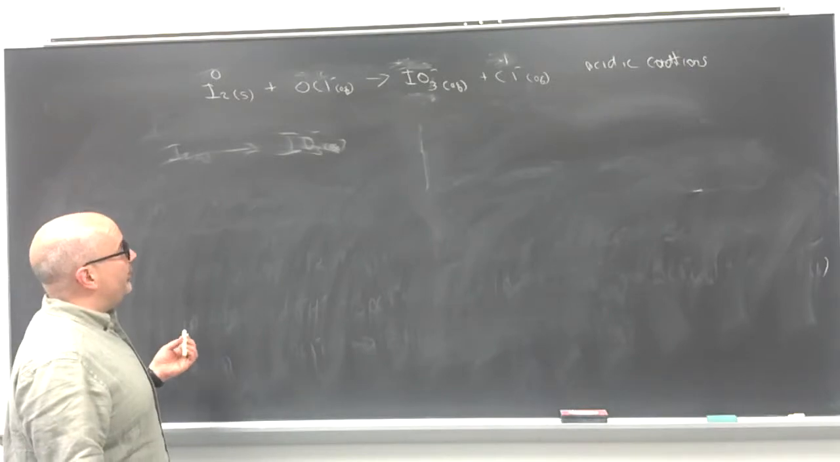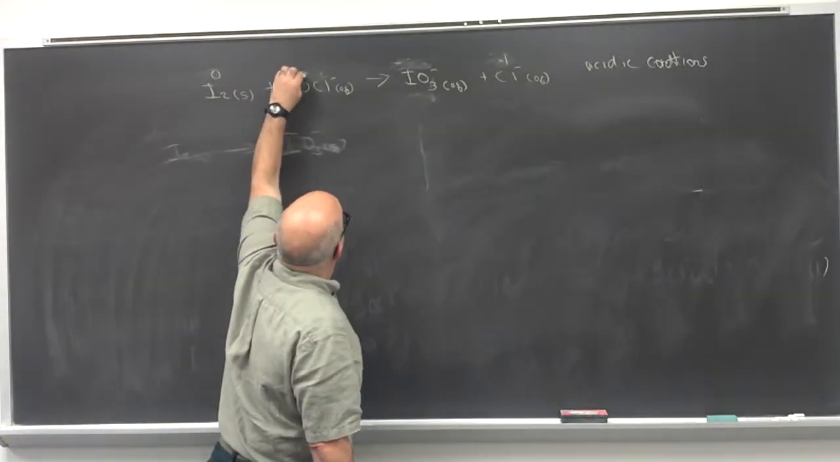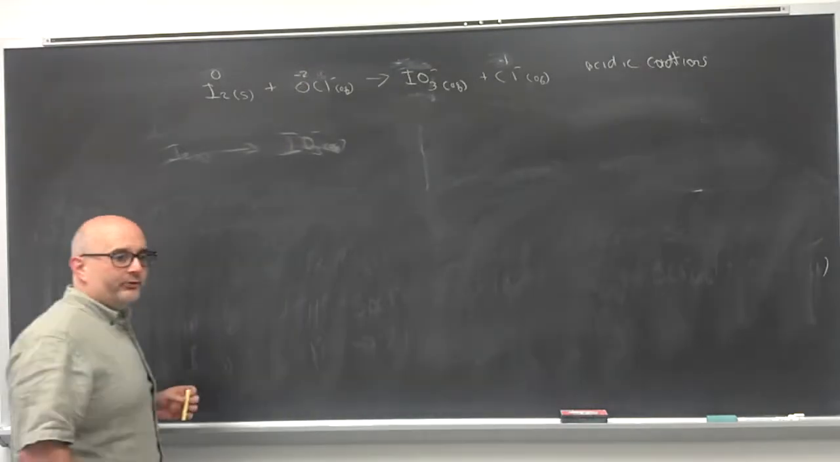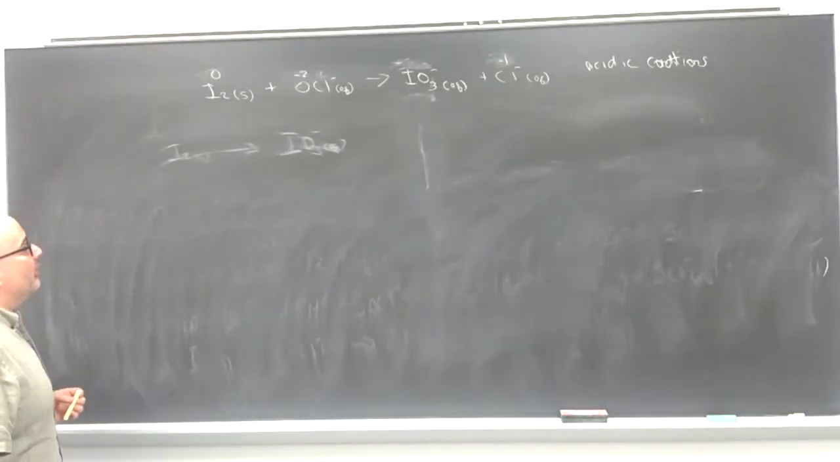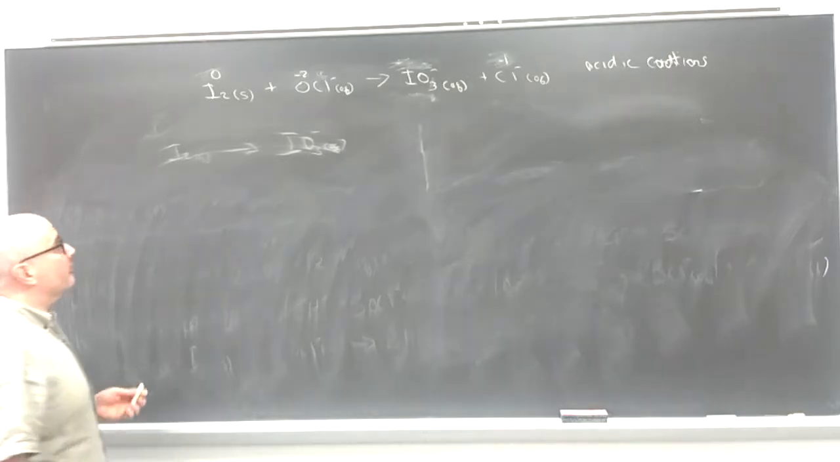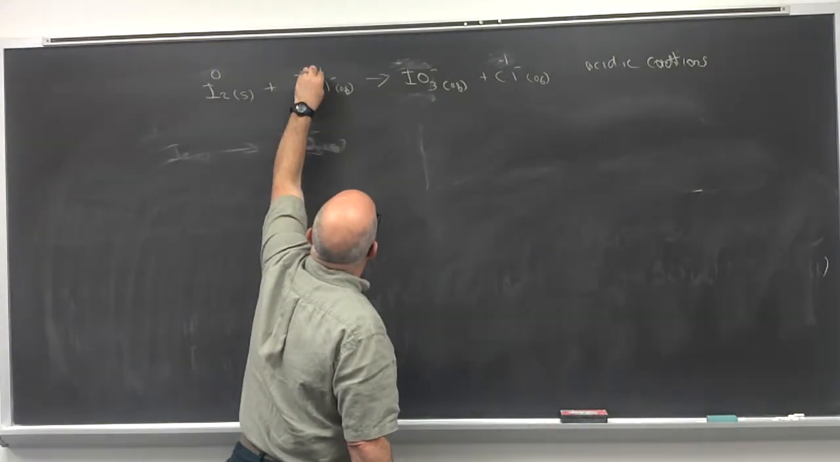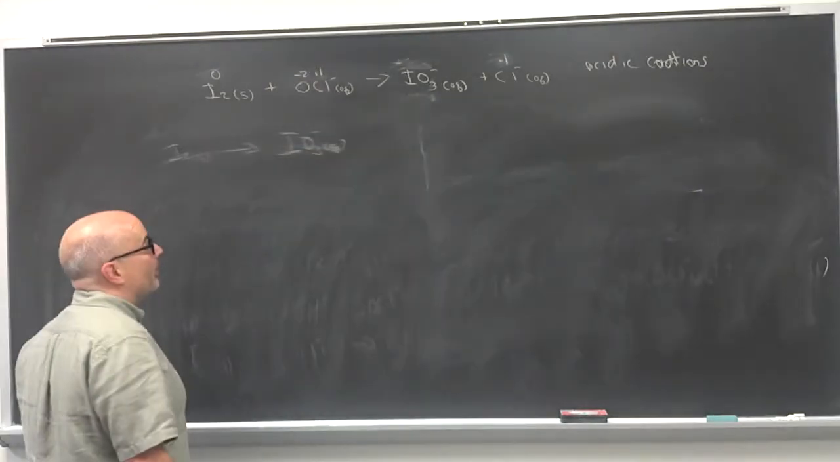We'll do OCl minus next. Oxygen, when it's part of a compound, is going to be -2, or almost always -2, and is in this case. The oxidation numbers of everything have to add up to the overall charge, which means that the chlorine atom in OCl minus has to have an oxidation number of +1.